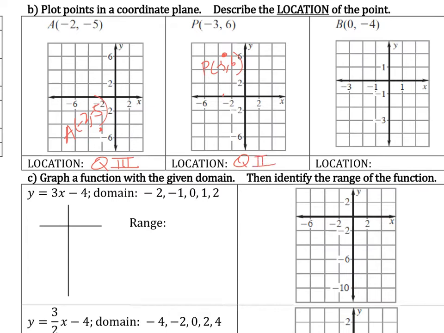And then we have point B, 0, -4. So this would be B, 0, -4. And this is located on the y-axis.